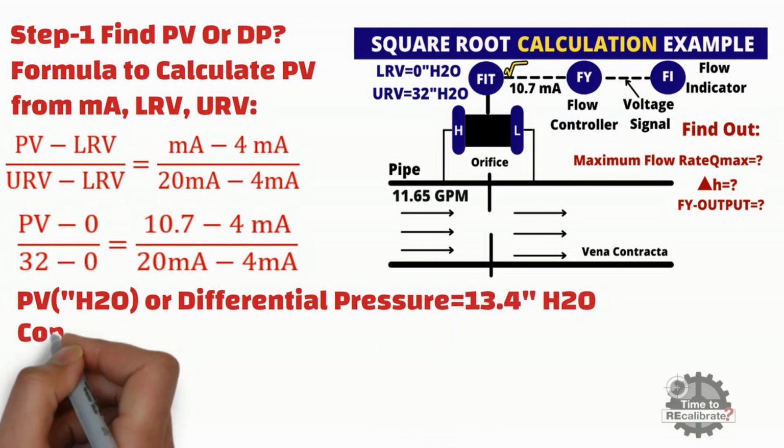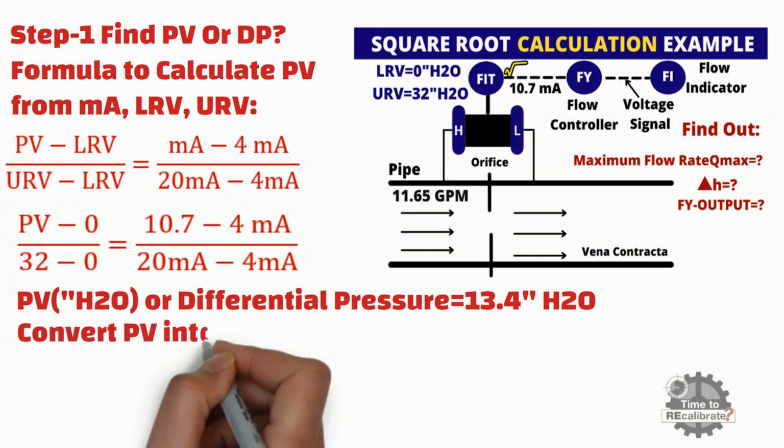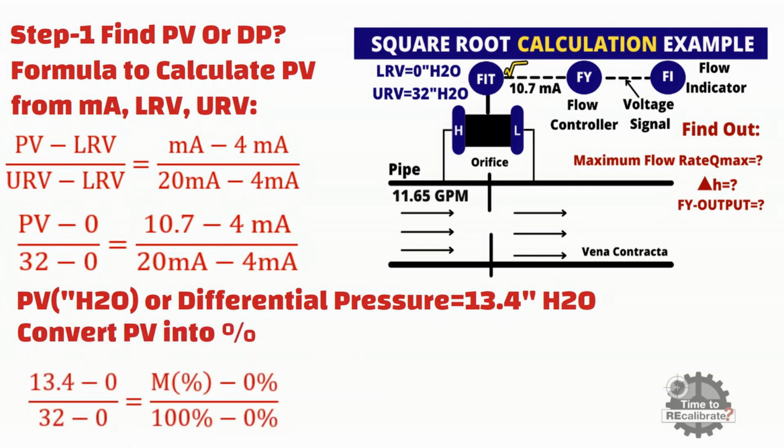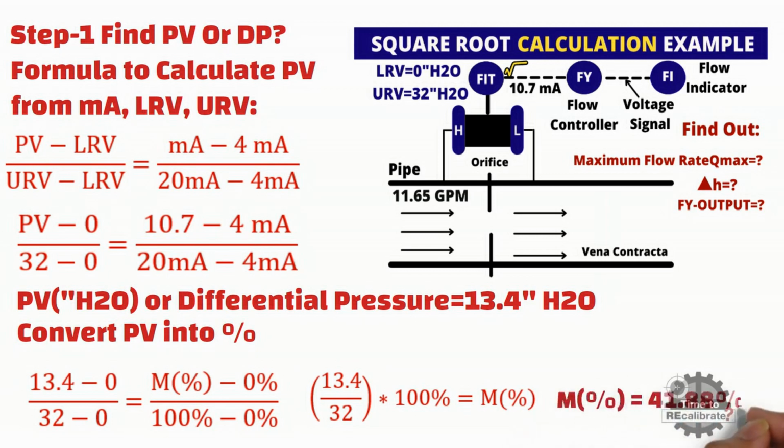Now, convert this differential pressure or process value into percentage. In order to convert process value into percentage, put the values in this equation, and do the simple math calculation to find out percentage value. You will get 41.88%.